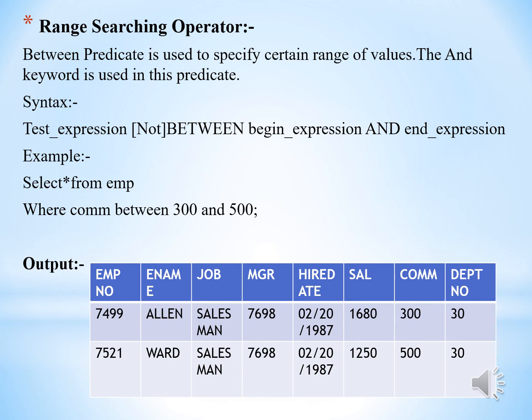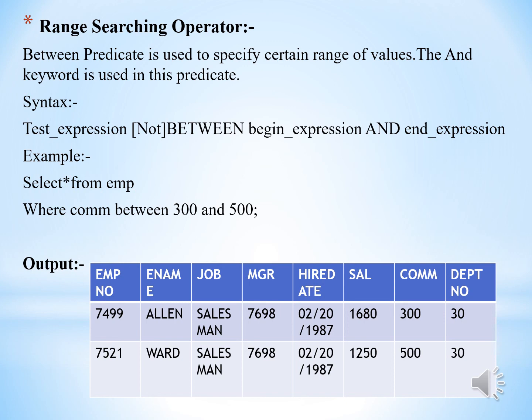Then next, the range searching operator. The BETWEEN predicate is used to specify a certain range of values. The AND keyword is used in this predicate. The syntax: test expression [NOT] BETWEEN begin expression AND end expression. For example, select star from employee where comm between 300 and 500. Suppose this is the table employee and we have to find out the commission column values between 300 and 500.